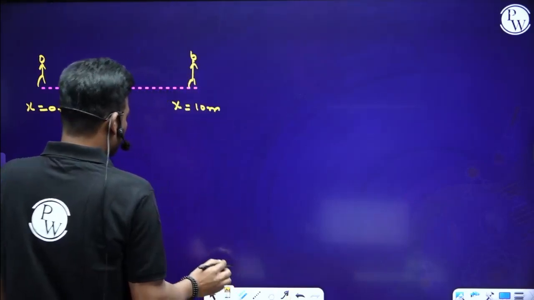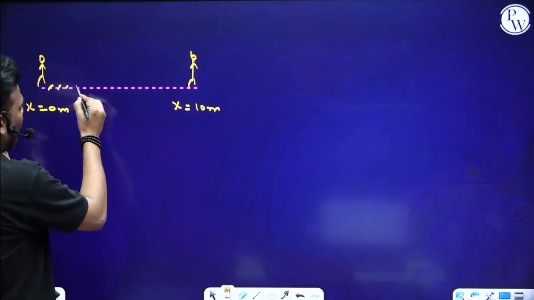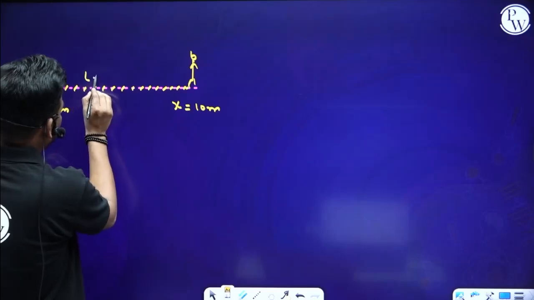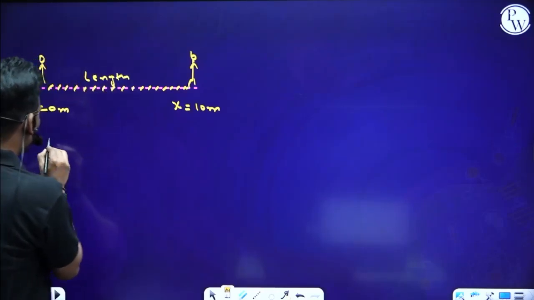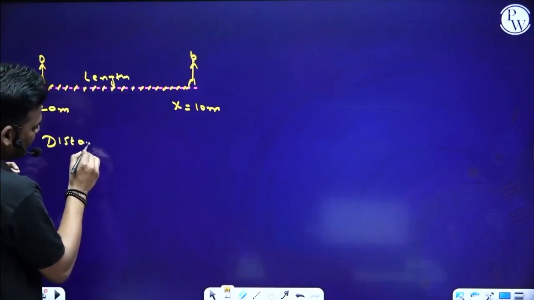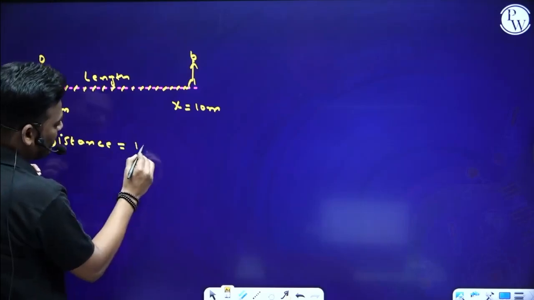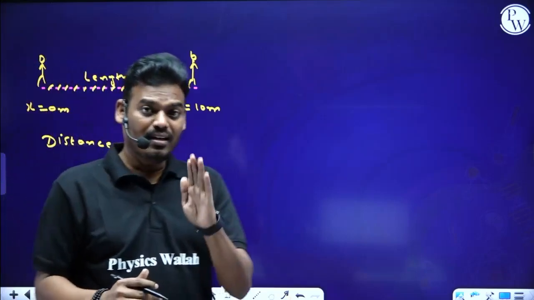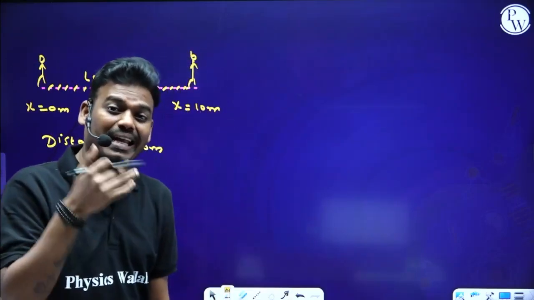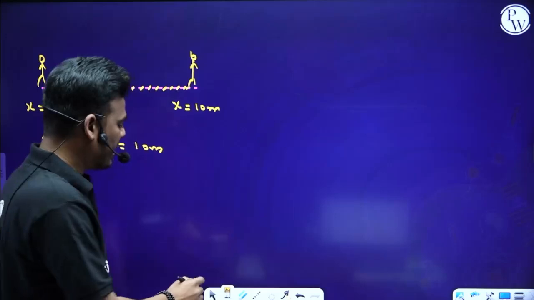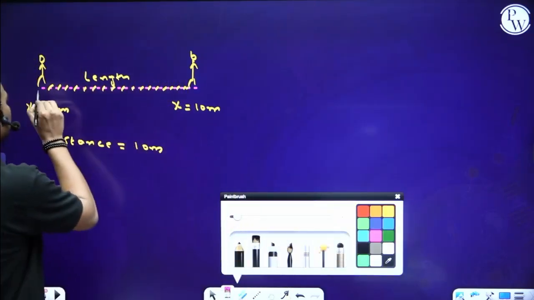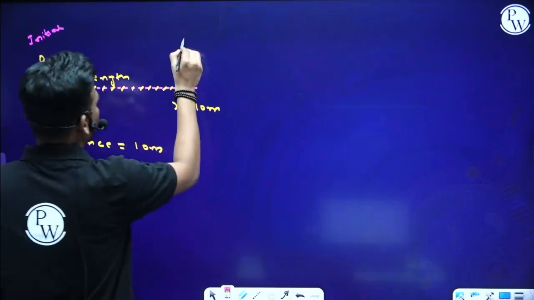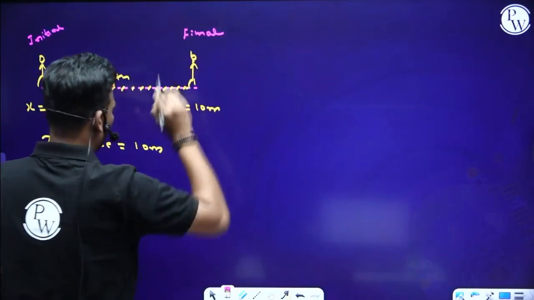So that means the total length of the path covered by the body is 10 meter. So what is the distance? Distance is 10 meters, sir. Distance does not depend on a direction, ignore it. What if we consider a direction? That means the initial and final position. This is the initial position and this is the final position.